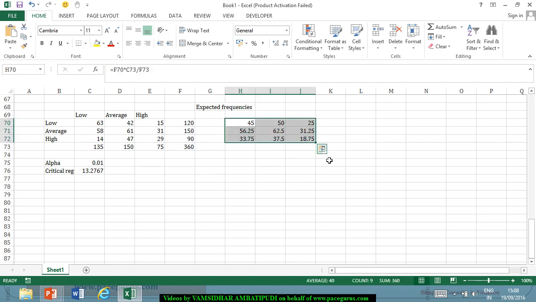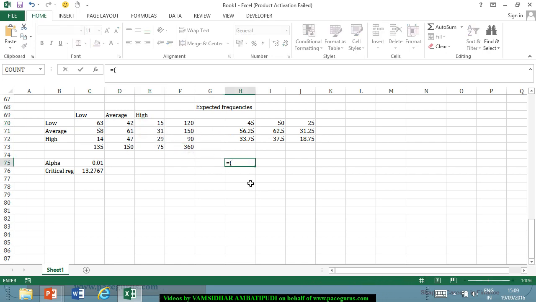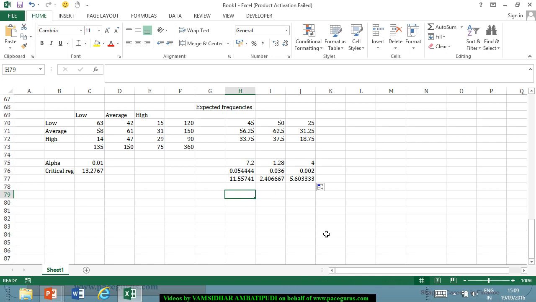If I look at the total, it is 360. These are the expected frequencies. These are the observed frequencies. Now I can compute my chi-squared value first by taking observed minus expected whole squared divided by expected. So I'll first compute this value across for all the rows and all the columns. When I do a summation of all these, this is my test statistic. This test statistic value is what I'll compare with my chi-square distribution.